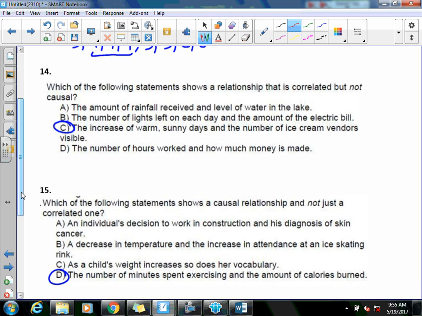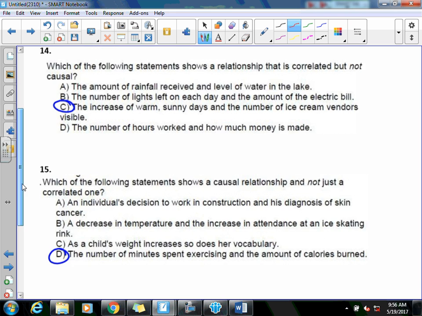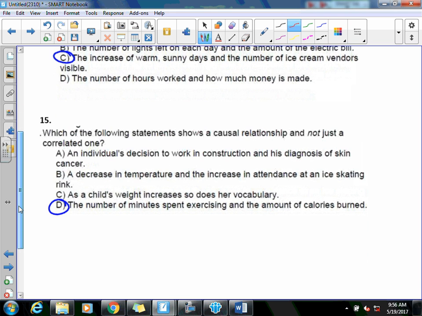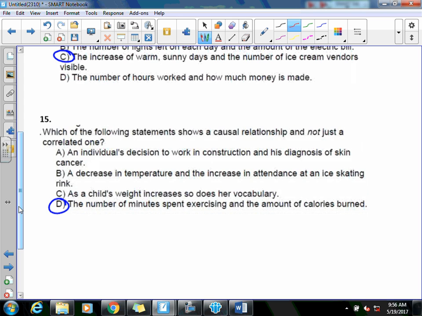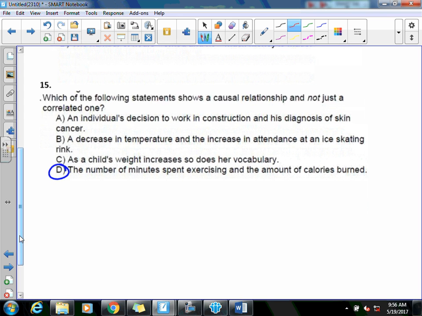But on the other hand, if you're driving a car and you're using gas, the longer you drive, that's causing the amount of gas in your tank to decrease. There's a direct connection between your driving and the amount of gas in your tank. That's causal. So number 14, C, is the correlation example, but number 14, D, is the example of causation, because when you exercise, that burns calories, because activity requires energy. And so when you're using energy, you're burning calories.